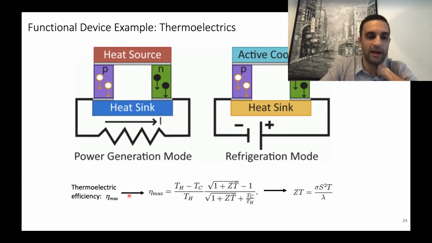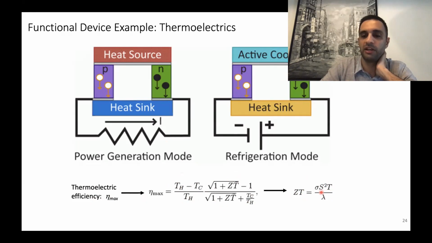The figure of merit for thermoelectric efficiency is related to the Carnot efficiency. This is your prefactor in the front, which is basically the delta T divided by the hot side temperature, right? So you can never beat Carnot efficiency, but you can scale it by a term here, which is determined by the material itself. And the material figure of merit is called ZT, which is equal to the electrical conductivity, the Seebeck squared, the thermodynamic temperature divided by the thermal conductivity.